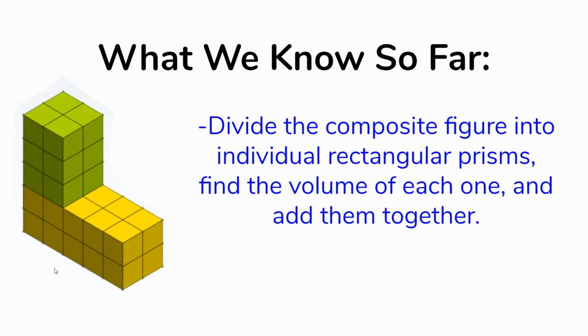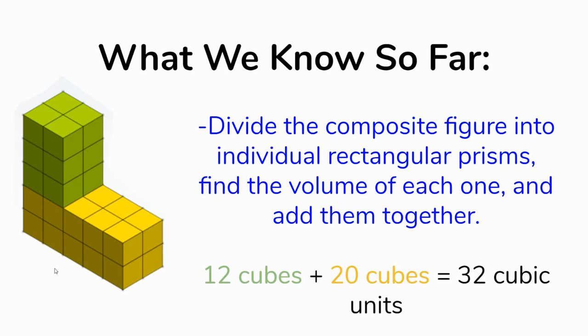And then we know that we can divide the composite figure into different prisms. We'll find the volume of each one and add them together. That's what we've done so far. For this prism, the volume of the green prism is 12 cubes. The volume of the yellow prism is 20. We'd add them together. The total combined volume for this composite figure is 32 cubic units.